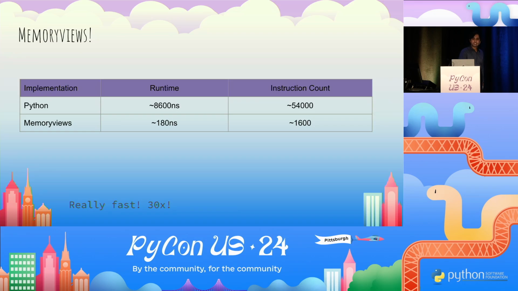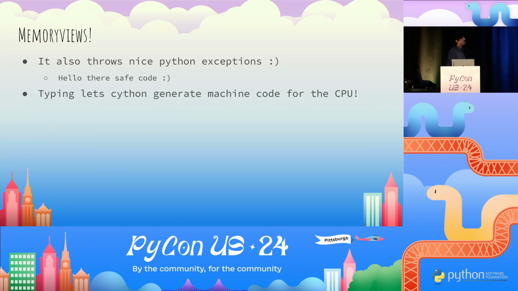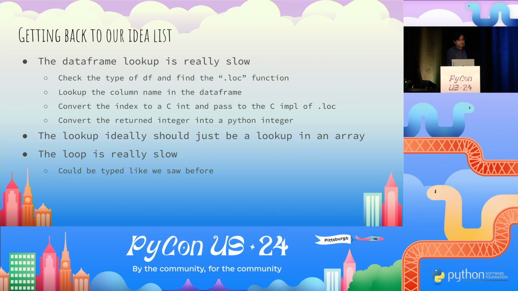30x faster, actually, just by this one very little trick. We got down to 180 nanoseconds to look up a value in an array repeatedly. It's not bad at all. But let's try to go a little further. This also throws some nice exceptions, and this is what we saw earlier, right? So we're done with this part already, with one simple hack.